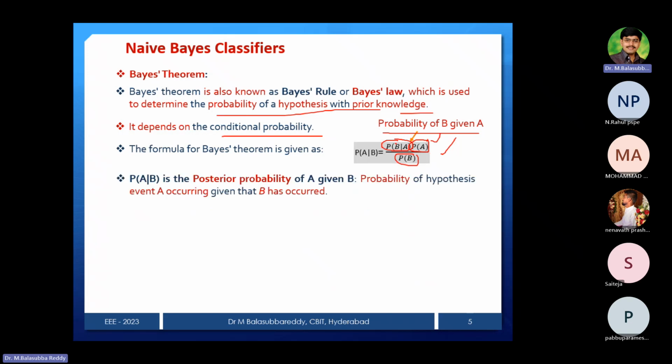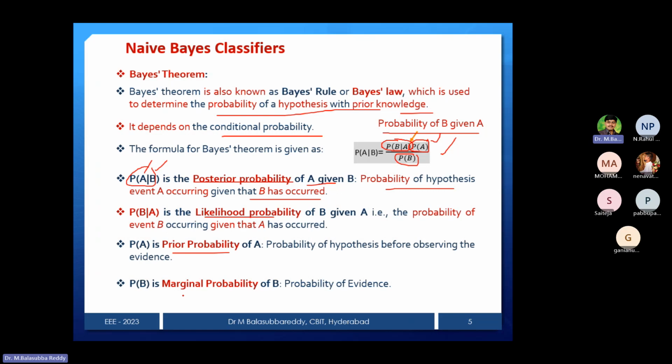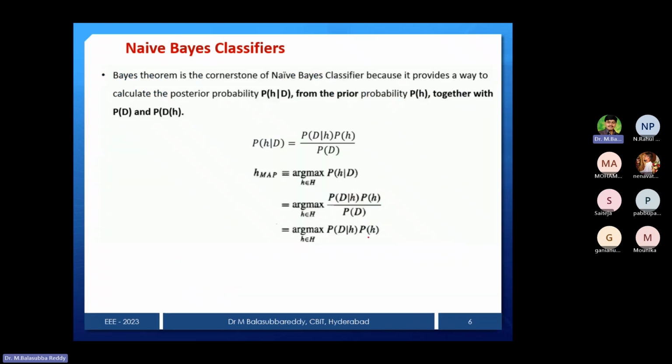Now we can see the terminologies. Already I mentioned posterior probability means the probability of A given B, that A is true given B is true, the probability of hypothesis event A occurring given that B has occurred. Like that we mentioned the likelihood probability, and then prior probability, and then marginal probability. These are the probability terminologies. Other variable names can also be used.